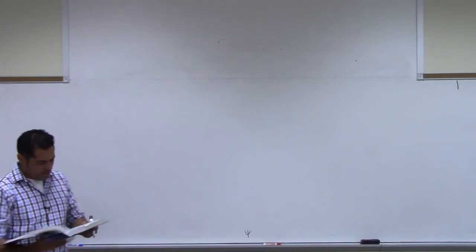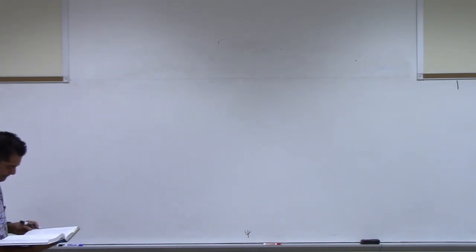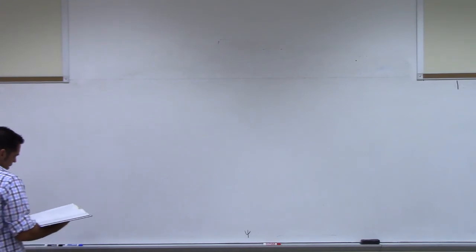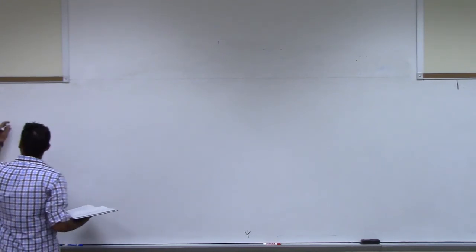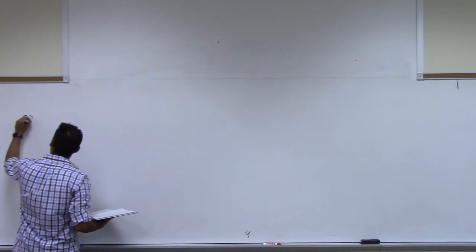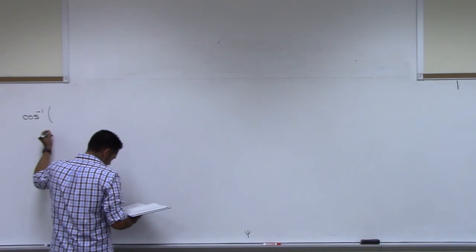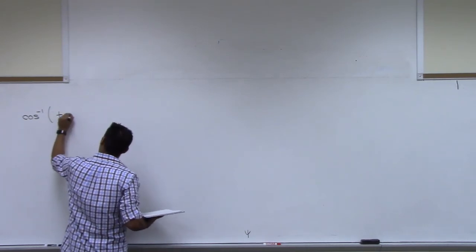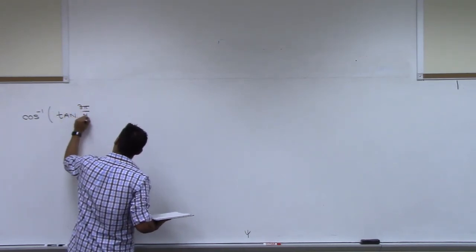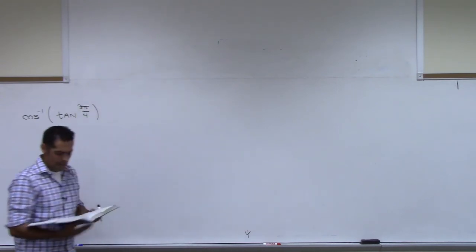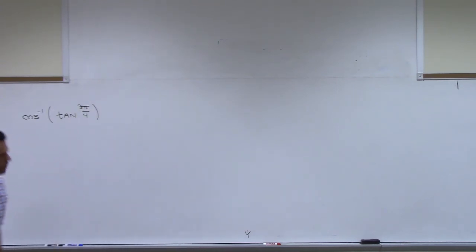How about something like this? Cosine inverse of tangent of 3 pi over 4. Different functions, right? Tangent and cosine inverse. So the approach to this is different than what we were just doing.